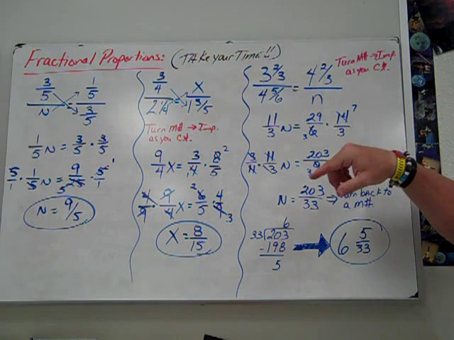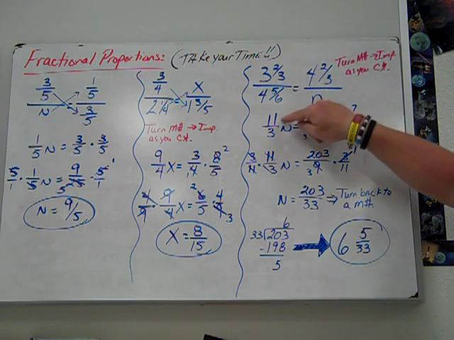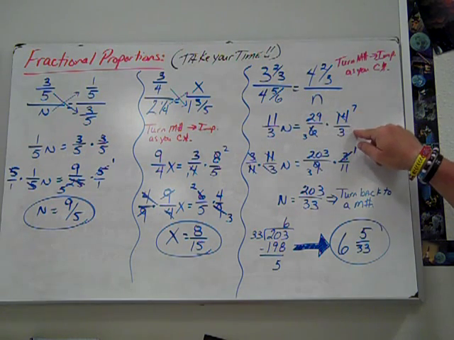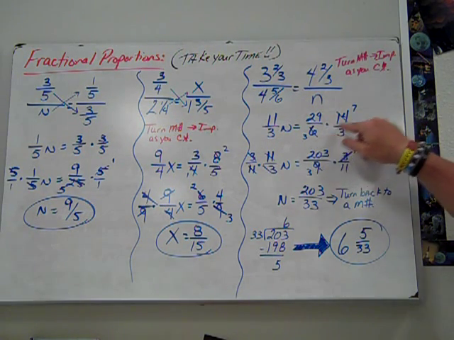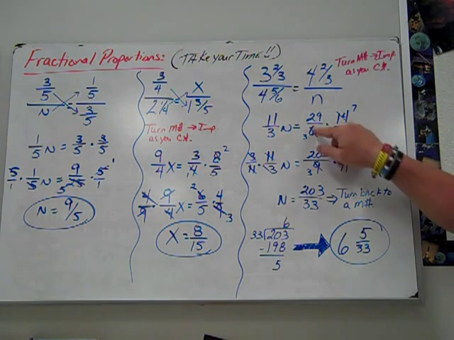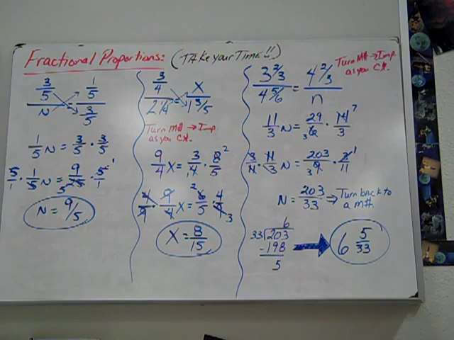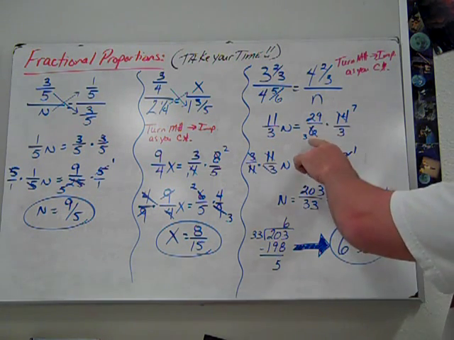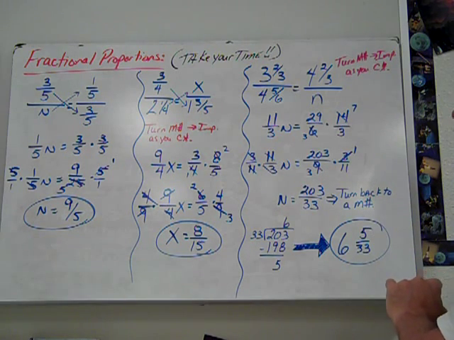Our last problem for this section, a lot of mixed numbers, but don't worry, turn your mixed numbers into impropers as you cross multiply. So we get 11/3 times n. We end up with 29/6, 14/3. And again, I'm looking to cancel when I can. In this case, 2 goes into both 6 and 14, leaving me with 3 and with 7. So I have 29 times 7 gives me 203. 3 times 3 gives me my 9.